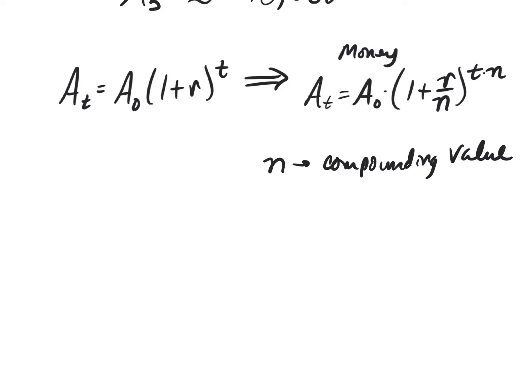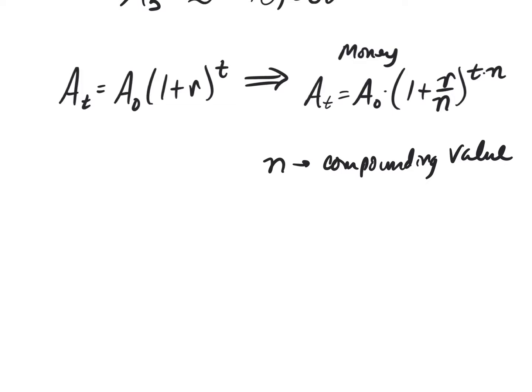So if we were investing money in a mutual fund, a savings account, or a certificate of deposit, N is the number of times per year that we make a calculation as to how much money is in the account.